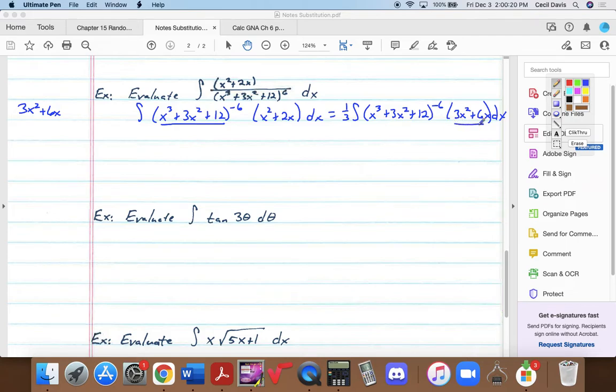Well, now the 3x squared plus 6x is exactly the derivative of the inner function, so I simply undo the chain rule. I'm going to have 1/3 times negative 1/5 of x cubed plus 3x squared plus 12 to the negative 5th, plus c.